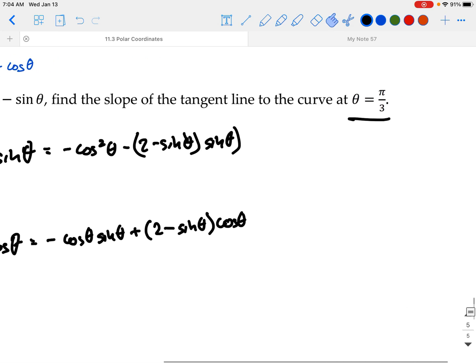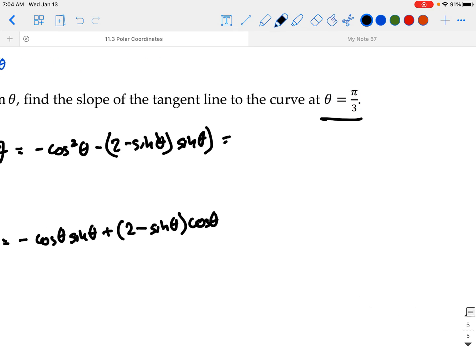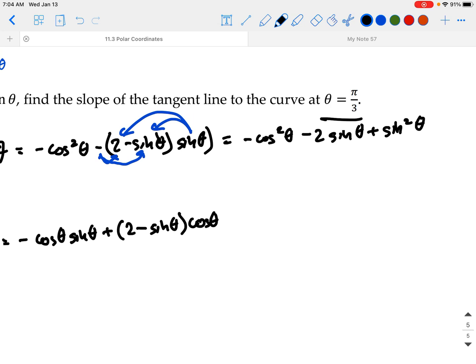All right, so let's clean these up a bit. So this is going to equal, so now we need to distribute the negative sign as well as the sine theta to each term. So let's do that. So we'll have negative cosine squared theta, so minus 2 sine theta, and then plus sine squared theta, which then we can rewrite as sine squared theta minus cosine squared theta minus 2 sine theta.